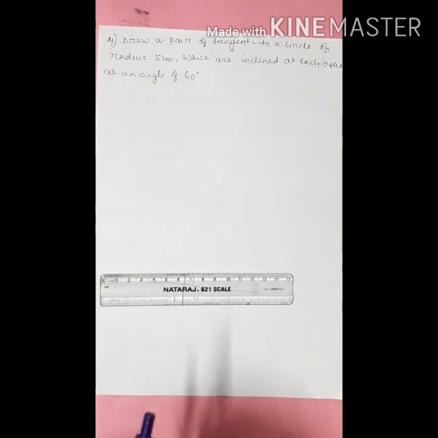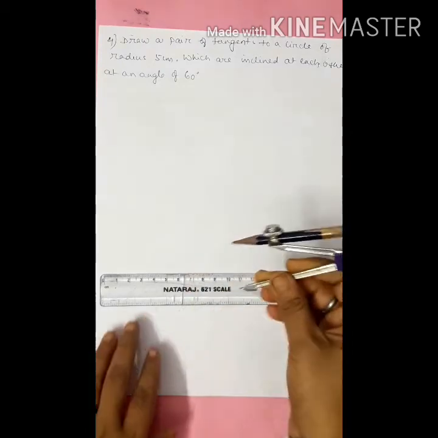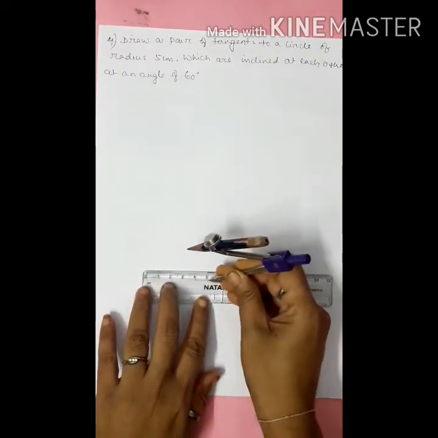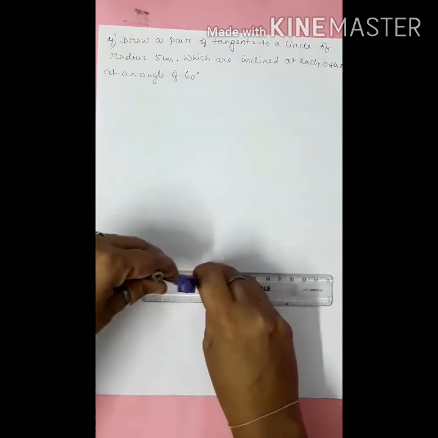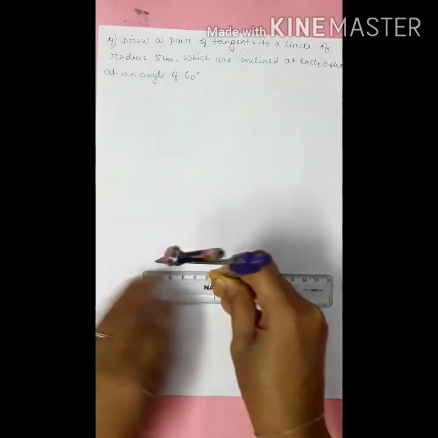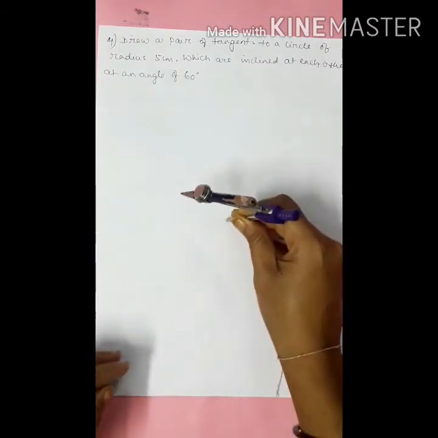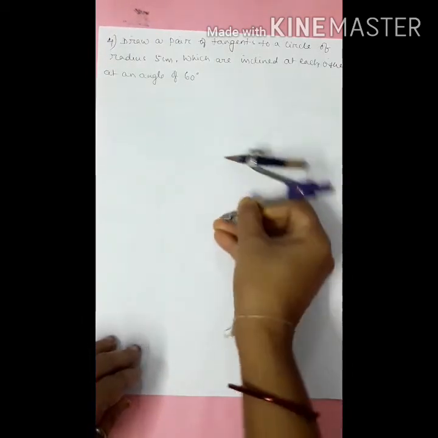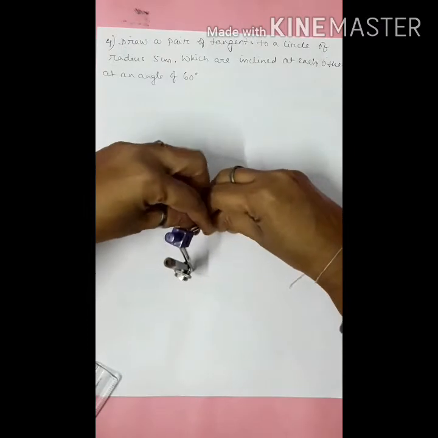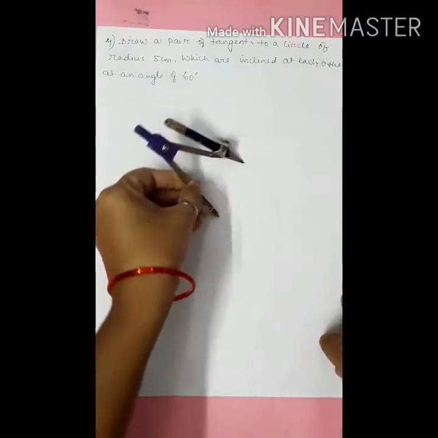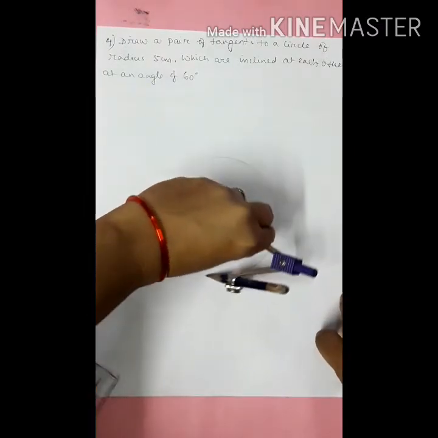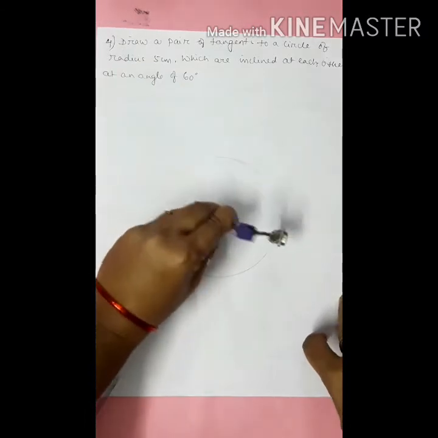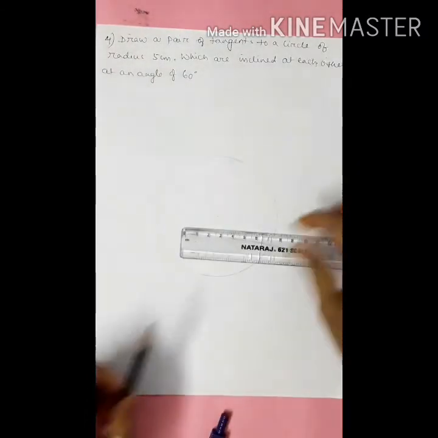Okay, so now we have to first of all construct the 5 centimeter radius of the circle. All of you know how to take that radius. This is the 5 centimeter. Draw the circle of 5 centimeter radius. Don't change the center. Okay, this is the 5 centimeter radius of the circle.